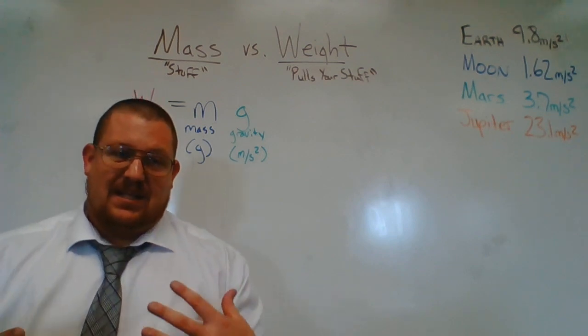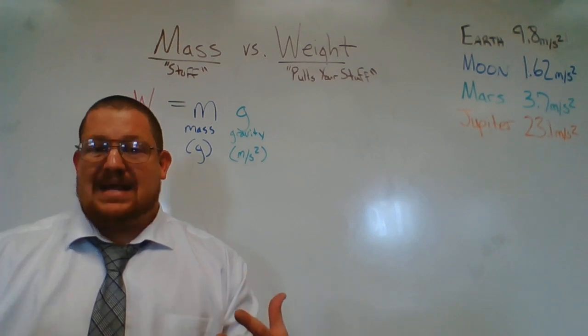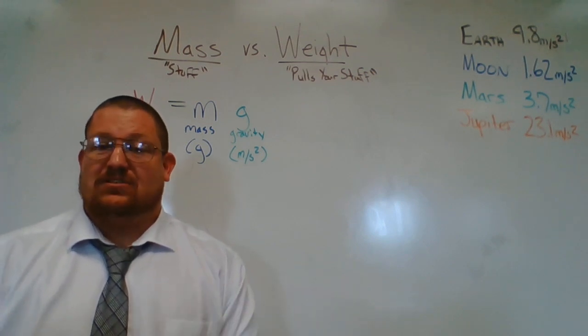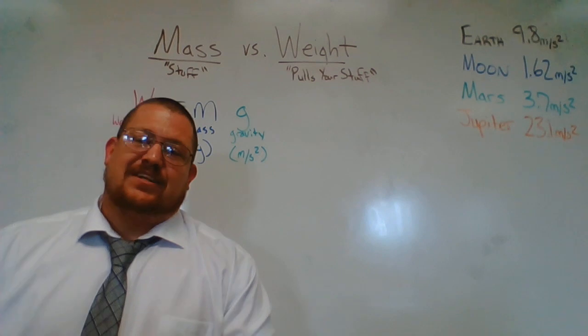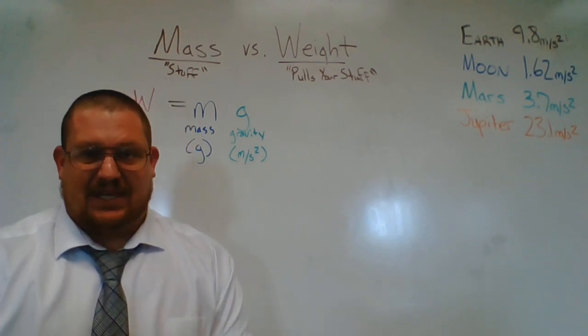Gravity is stronger the bigger the object. So the bigger the object, the more mass the object has, the stronger the gravitational pull of that object is. The closer you are to that object, the stronger you can feel its gravitational pull.